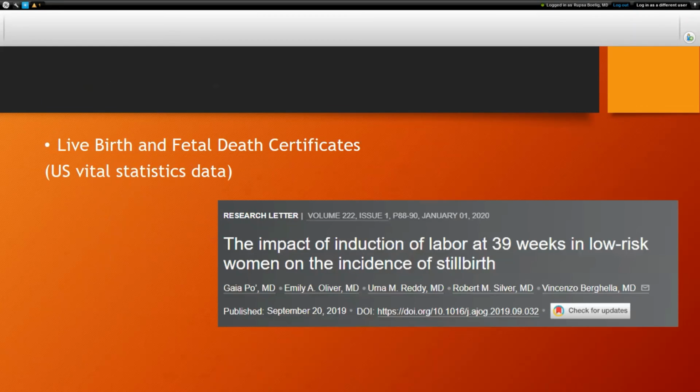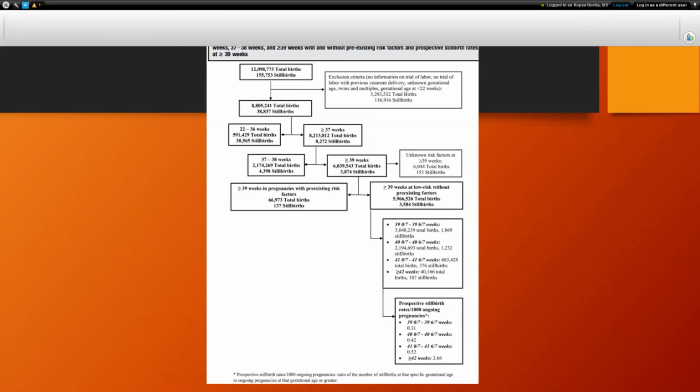So this was a study done by a group including fellows and trainees here and in Italy, looking at the impact of labor at 39 weeks on the incidence of stillbirth. The point of this is not for you to think about what the actual question was, but I want to highlight the steps that go into taking data out of a population data set. This was US vital statistics data. They started off with 12 million births and 150,000 stillbirths.